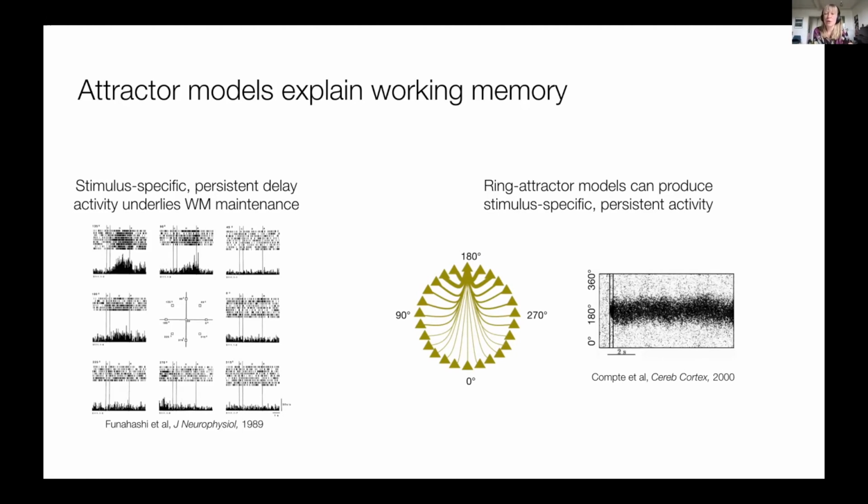So importantly, when we want to understand the behavior of this network, we just go to the last time bin of the simulation, and then we can read out the population vector and decode the remembered location.